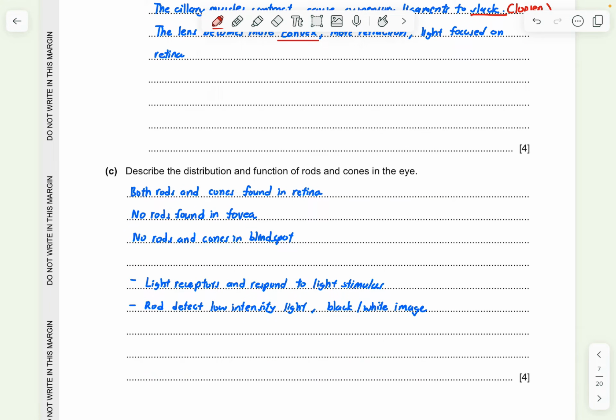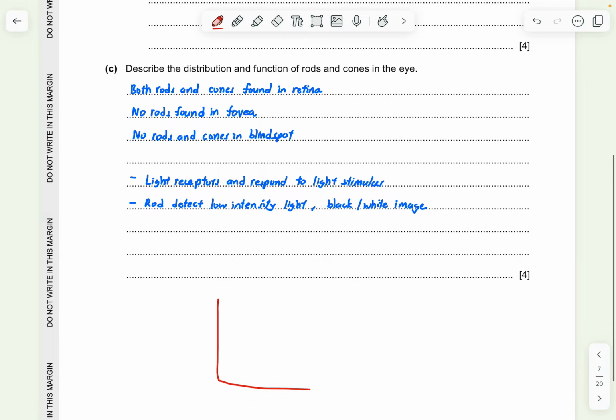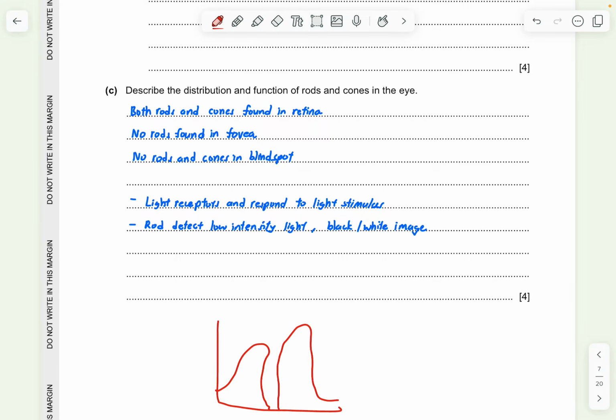Now, describe the distribution and function of rods and cones in the eye. If you remember, there's one graph that shows the distribution, something like this, and then it goes up. This is the distribution. You need to identify that both rods and cones are always found in the retina, because that's where the light comes to be refracted. It has to be able to detect all the colors that the person is seeing.